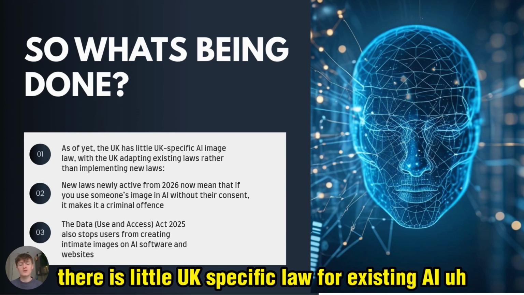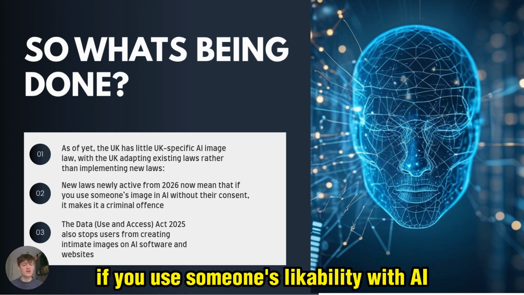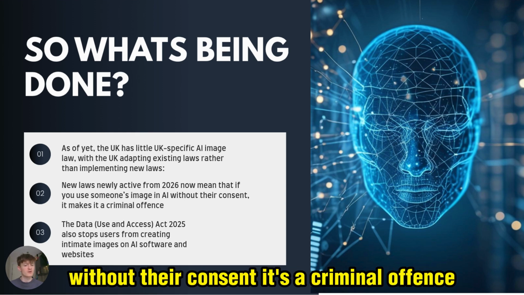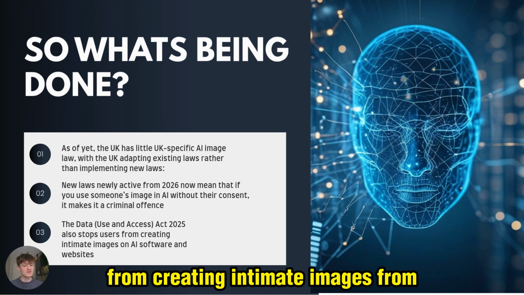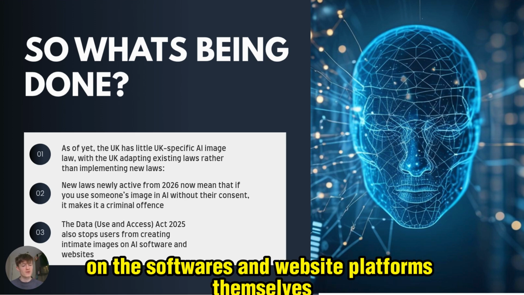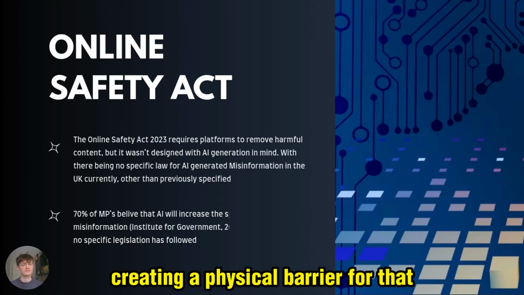As of yet, there is little UK specific law for existing AI misuse. But as of nearly in 2026, if you use someone's likeness with AI without their consent, it's a criminal offence. The Data Use and Access Act in 2025 also stops users from creating intimate images on the software and website platforms themselves, creating a physical barrier for that.